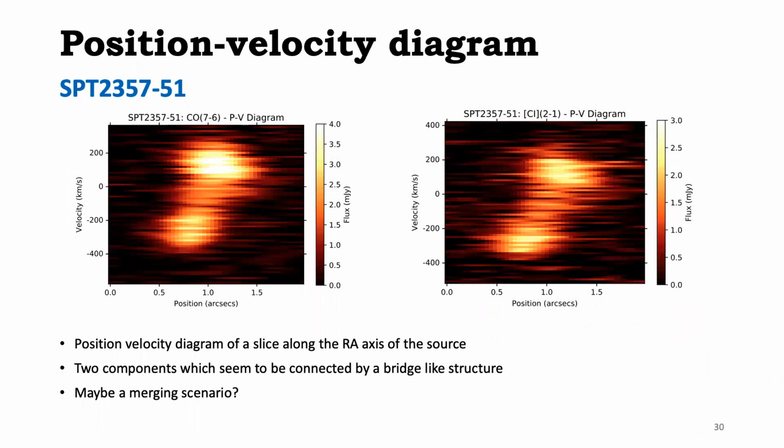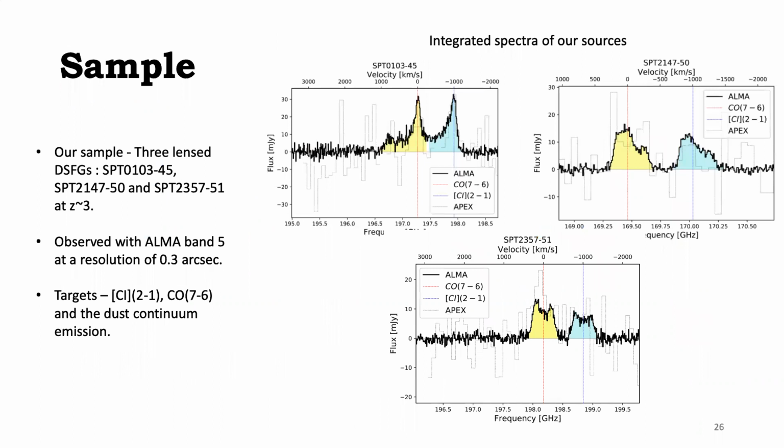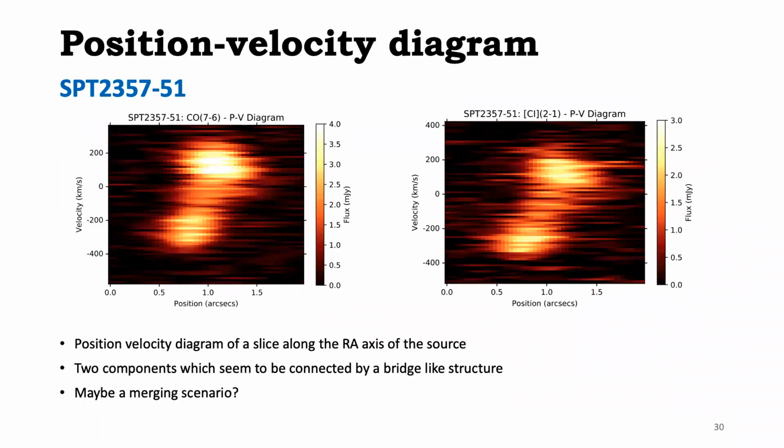In the case of 2357-51, if we go back to the integrated spectra, we see this sort of double-peak-like structure. So when we construct the position velocity diagram of this galaxy along the right ascension axis, what we see is this sort of 2 blobs, which are connected by this bridge-like structure.